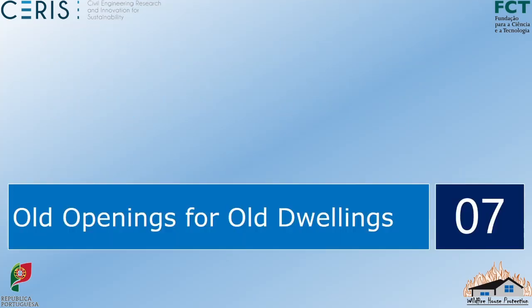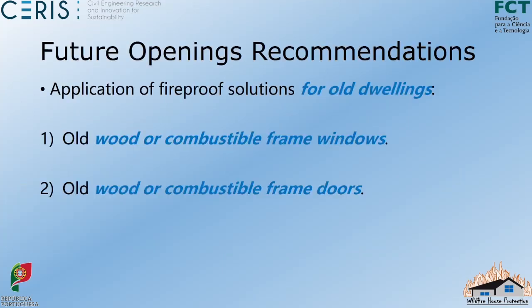So for old openings in old dwellings, here we also have some research, but we're not going to present it. There are some applications for old dwellings, even for old wood with combustible frame windows and doors, okay, throughout. There are solutions, coatings, or even extra protection we can put on these old woods. But at the moment, we are not going to talk about this. We're going to leave this again for a future video.